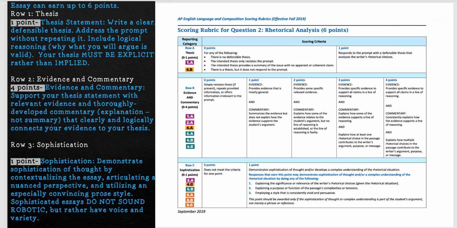Say what is happening in the time period. Say what has happened before. Say what you know about the writer from the context given in the italicized part of the prompt at the top of the page. You're articulating a nuanced perspective.